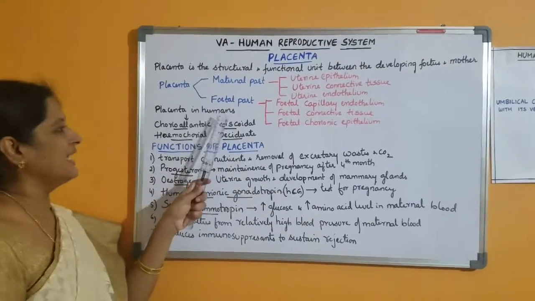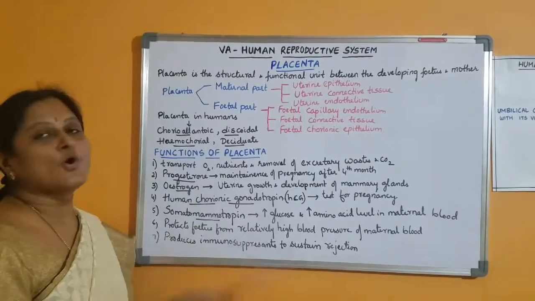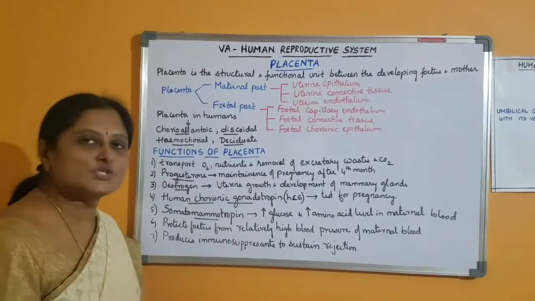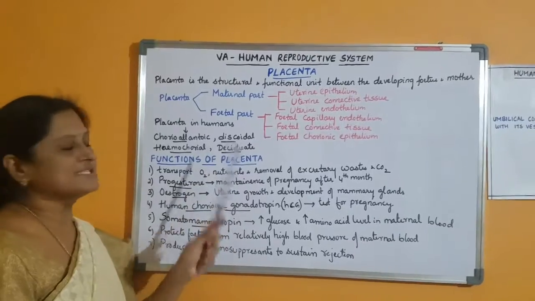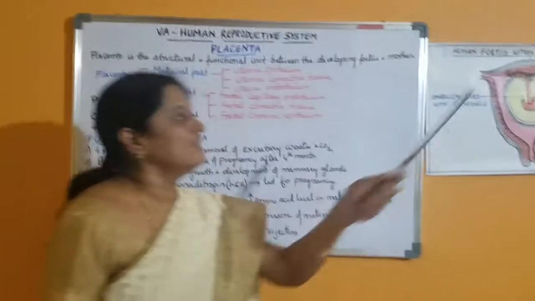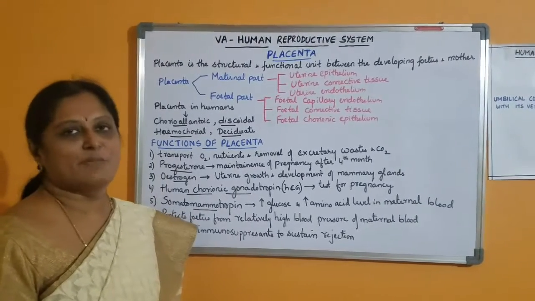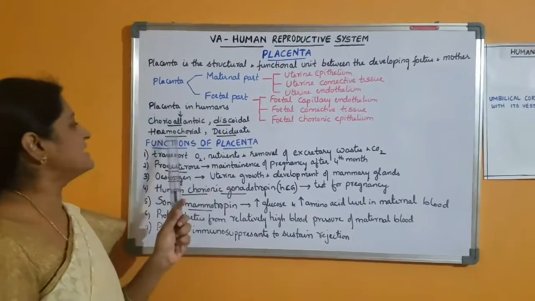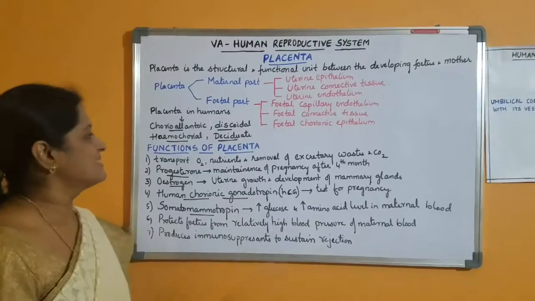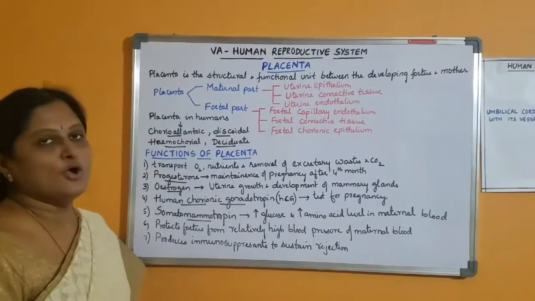The placenta in humans is called chorioallantoic because chorion and allantois fuse with each other, and it is called discoidal because the placental villi are seen restricted to only the dorsal surface of the blastodisc. And it is called hemochorial because the maternal blood comes in direct contact with the fetal chorion.